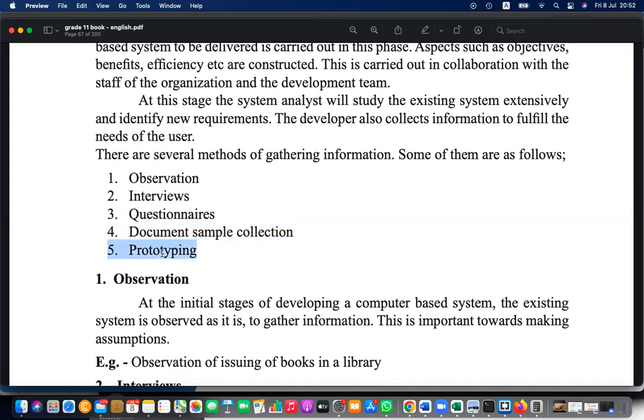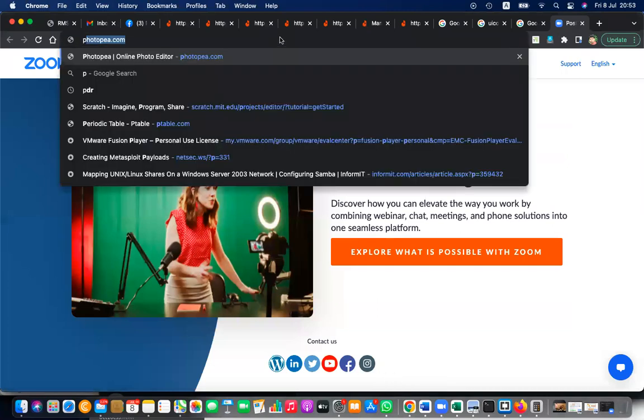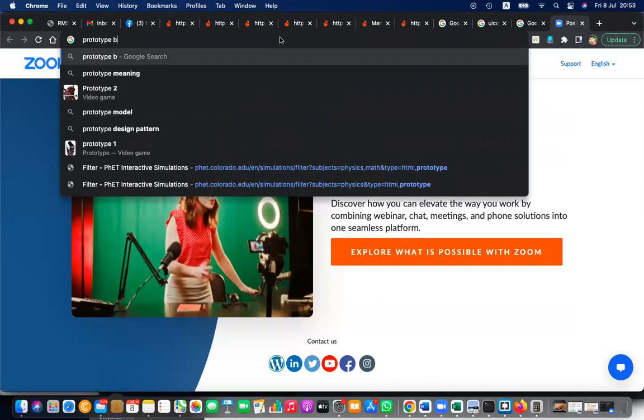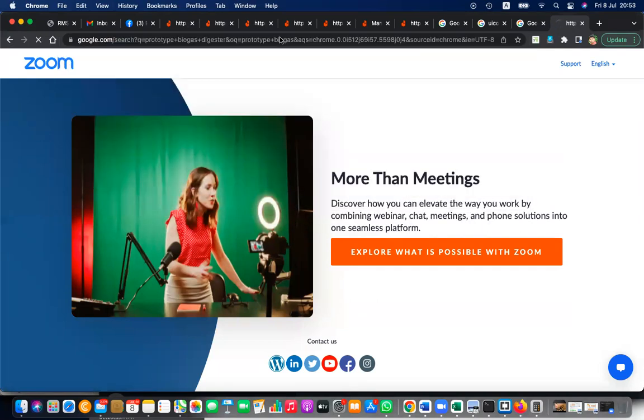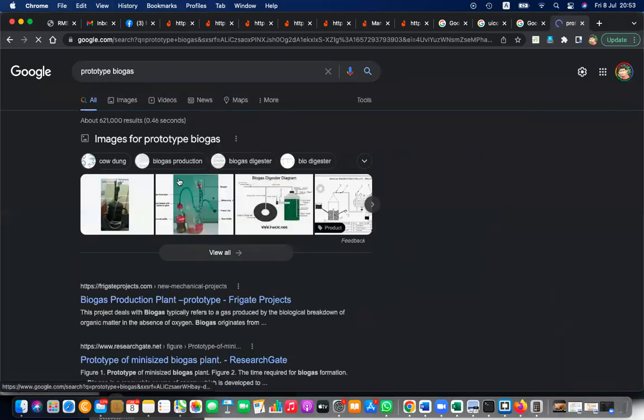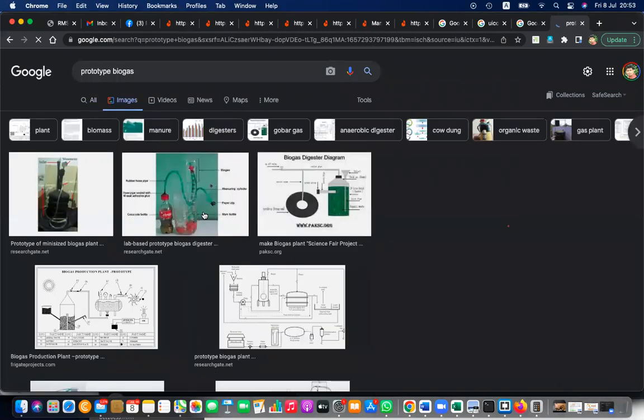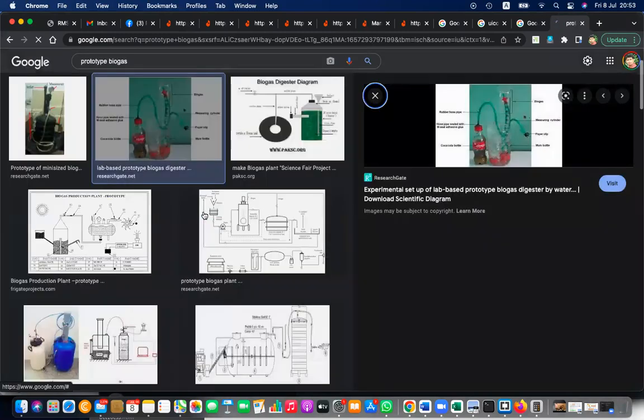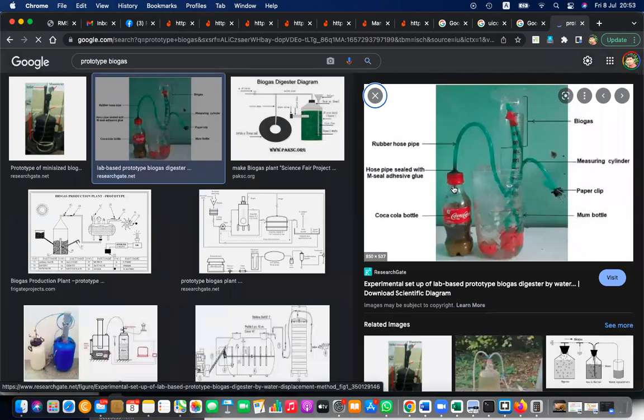Prototyping. Prototyping is where a working model is created just to observe what's happening. The working model is created when requirements are not clear, when requirements are ambiguous or subject to change. Then we use prototyping. So let me give you an idea. This is a prototype of biogas plants. A prototype biogas plant. Actually, it's a model. It's not an actual plant, it's a working model. It shows what needs to be installed.